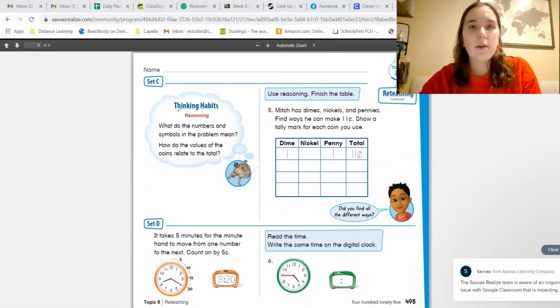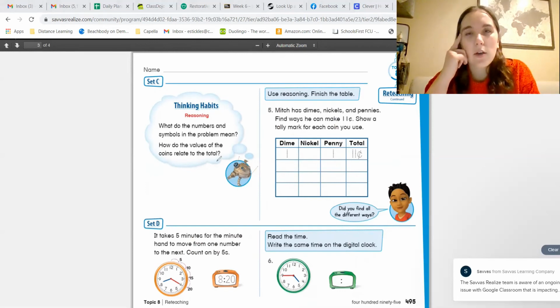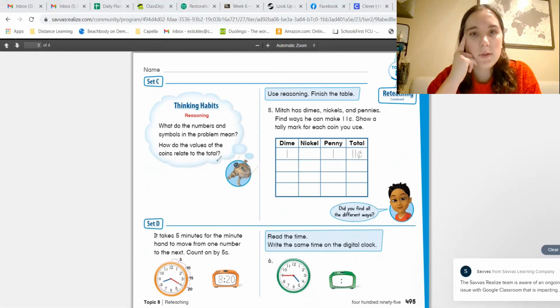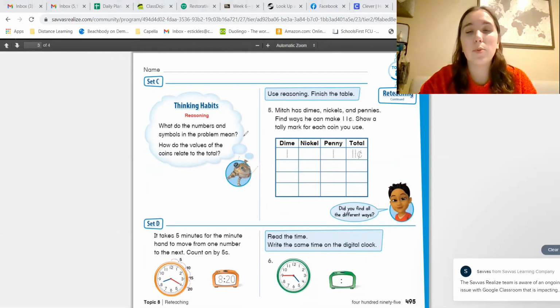So let's look at the left side here. Thinking habits, reasoning. So these are things that you want to be asking yourself as you are solving problems. Okay, so make sure you are asking yourself these things, especially on Monday when you're taking your test. Okay. What do the numbers and symbols in the problem mean? Very important question. Think about what do those things mean? What does the cent sign mean versus a dollar sign?